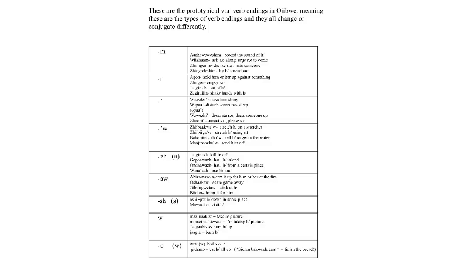Then we have the ZH endings. And an example of those would be Jaganaj, kill him off. Gopawaj, haul him or her inland. Or Ondawaj, haul him or her from a certain place. Or Wanaj, lose her trail. And these we'll go over in a minute here, but we also have AW, abysmal, warm it up for him or her by the fire, or oshako, scare game away when you're hunting.